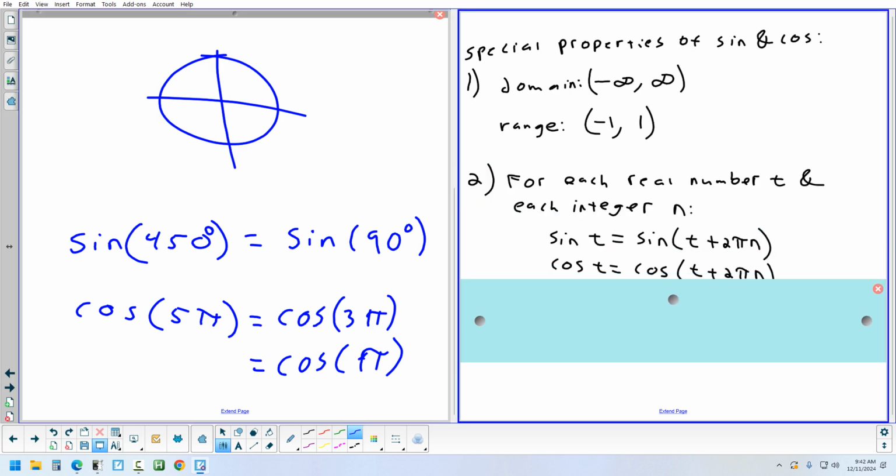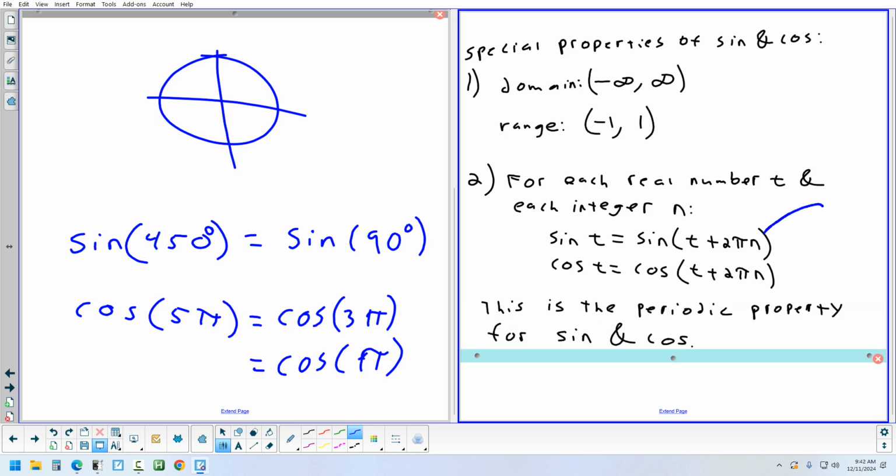And that's what this property says. If you want to find the sine of any value, you can find the sine of that value plus or minus any multiple of 2 pi. So this number right here is an integer. So I can find the sine of t, or I can find the sine of t plus 2 pi. It'd be the same thing.